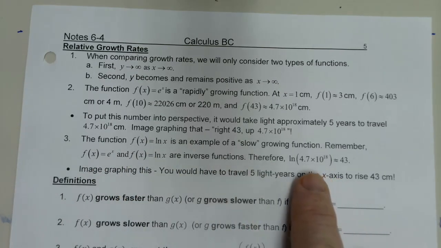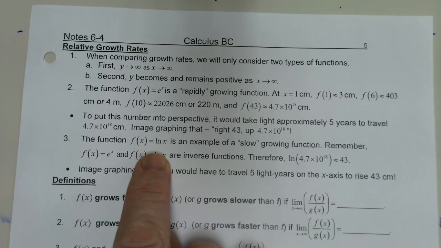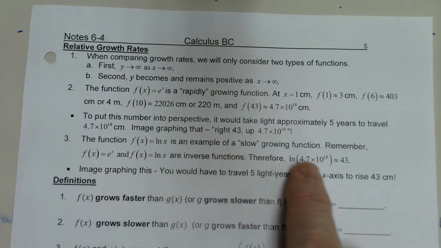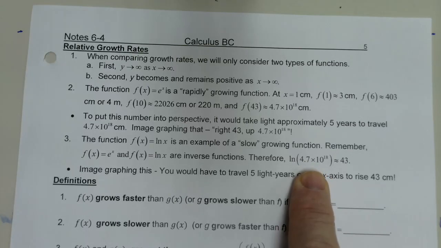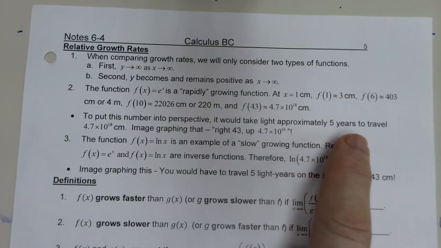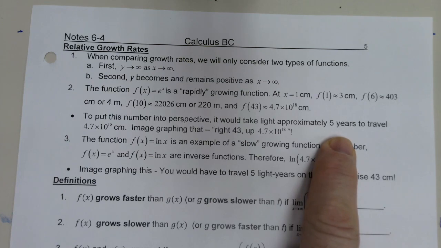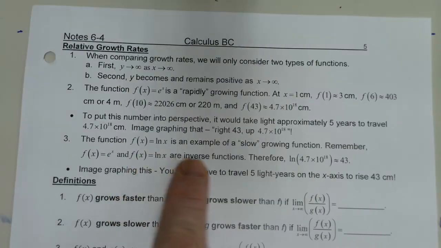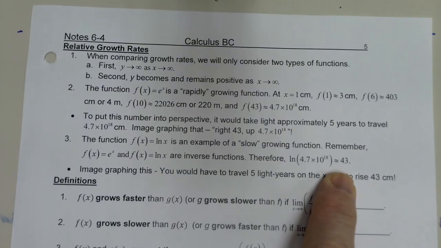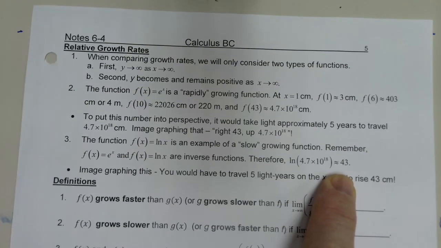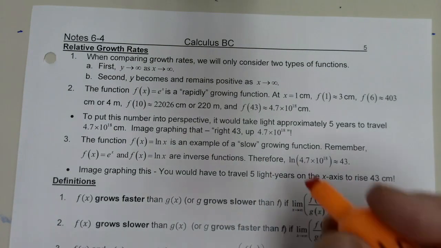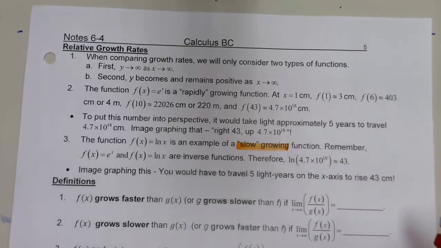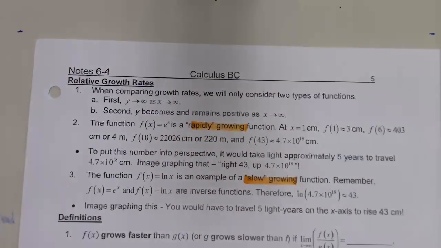So, with that being said, if you were to graph this natural log of x function and start going to the right and going to the right, and you go to the right a distance that light would take 5 years to travel, the natural log of x function wouldn't even be a half of a meter tall. It would be at 43 centimeters tall. Okay? So, hopefully that gives you a perspective of a function that grows slowly and a function that grows rapidly.